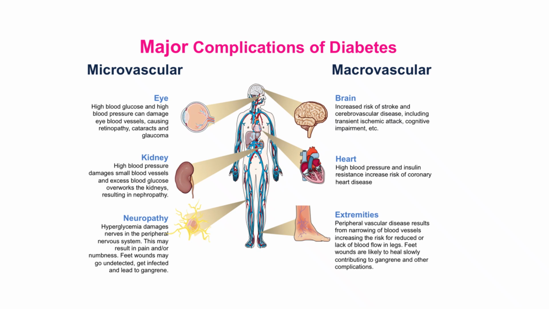So we have the microvascular complications that affect either the eye, the kidneys, or the nerves, and certainly the nerves of the extremities. So in the eye, high blood glucose and high blood pressure can damage eye blood vessels, causing retinopathy, cataract, and glaucoma. In the kidneys, high blood pressure damages small blood vessels and excess blood glucose overworks the kidneys, resulting in nephropathy.